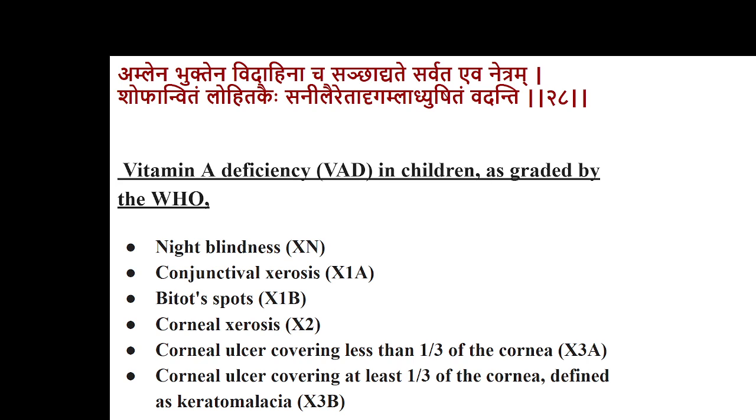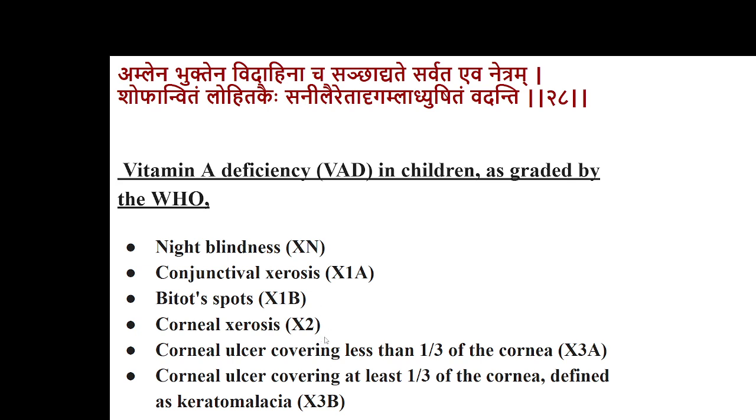Now that's exactly what we see in vitamin A deficiency. And vitamin A deficiency as graded by WHO starts with night blindness, then conjunctival xerosis, where there would be reddish or thick and rough conjunctiva, and Bitot's spots. Now these conjunctival xerosis and Bitot's spots, from Sushruta's point of view, are categorized as separate disease entities.